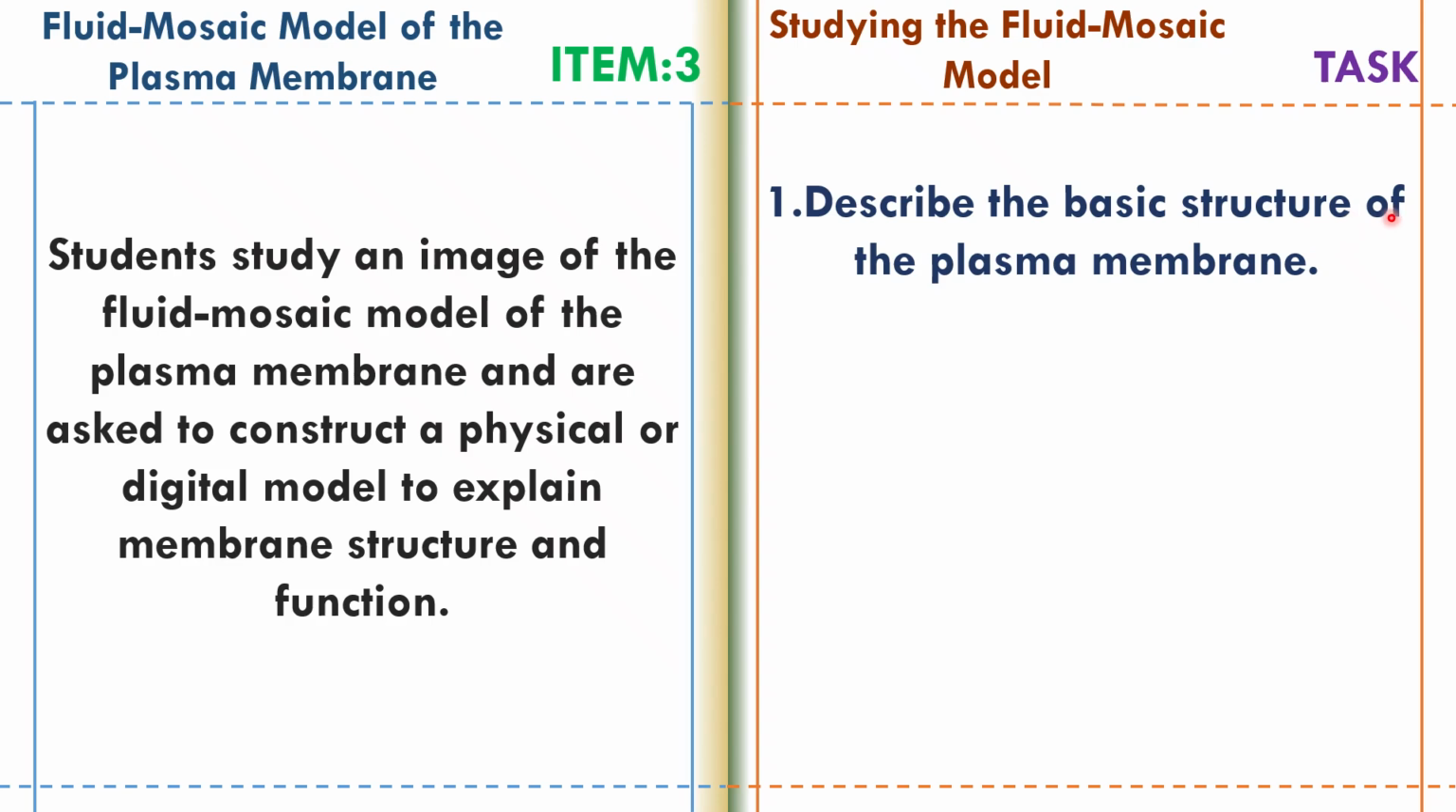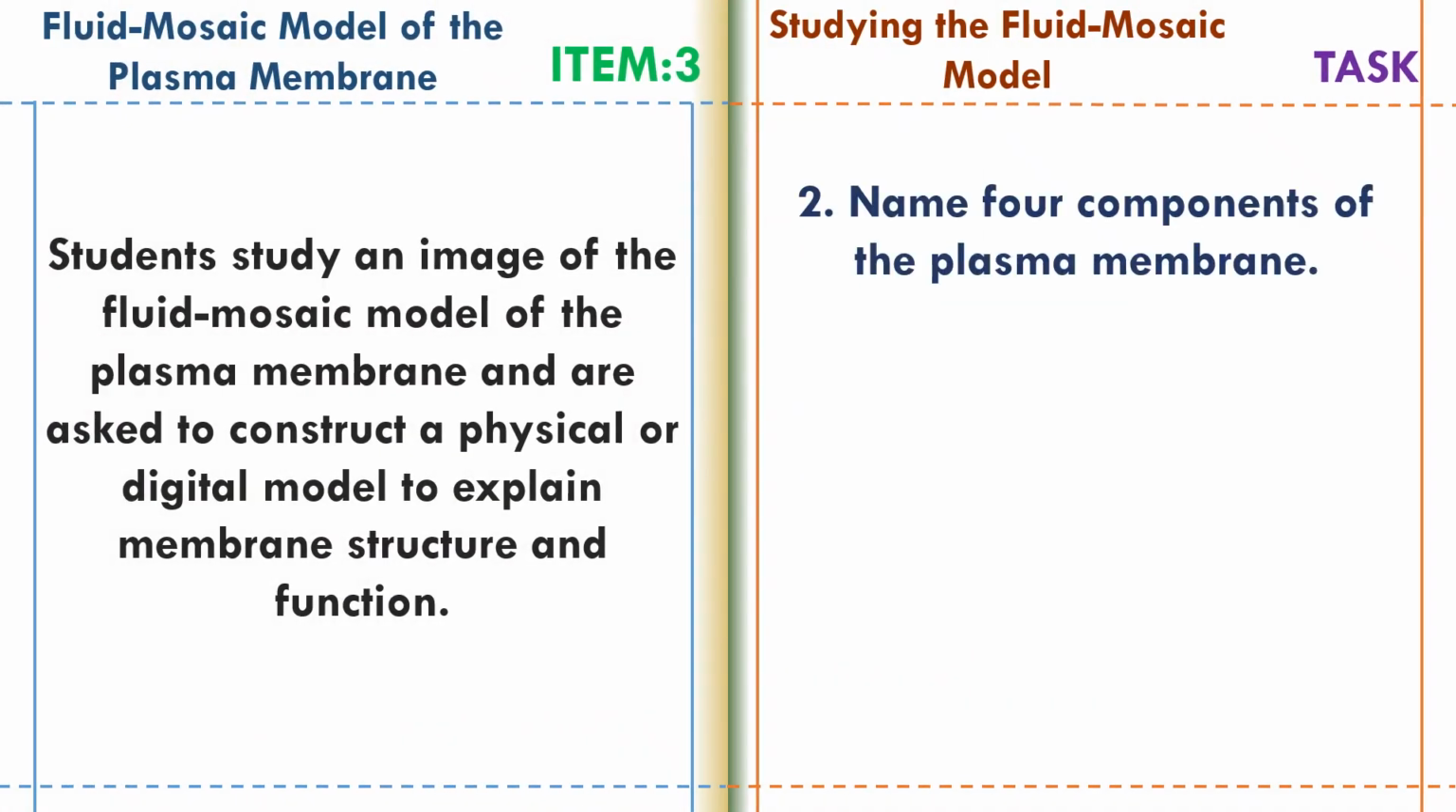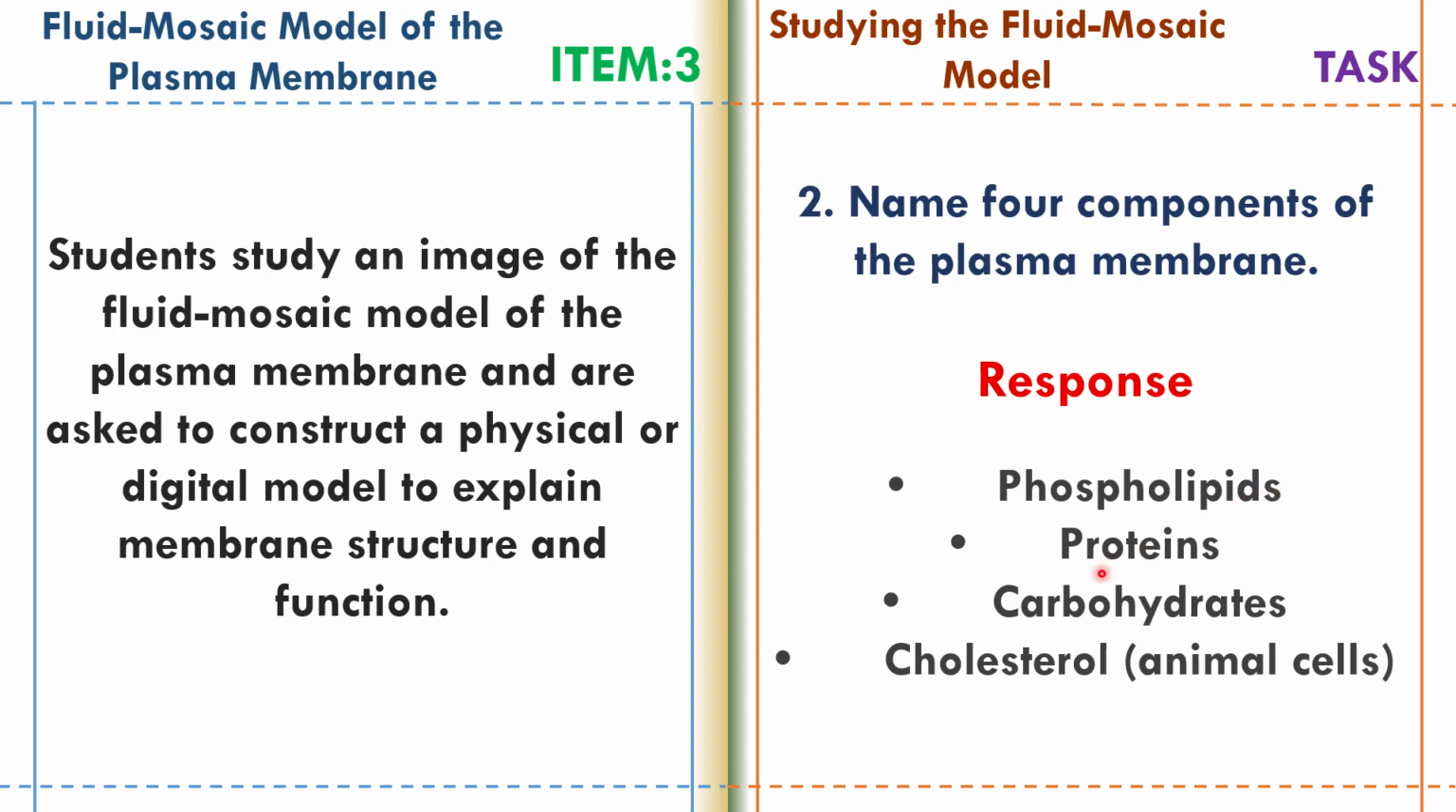Describe the basic structure of the plasma membrane. The plasma membrane consists of a phospholipid bilayer with embedded proteins. Name 4 components of the plasma membrane. Phospholipids, proteins, carbohydrates, and cholesterol for animal cells.